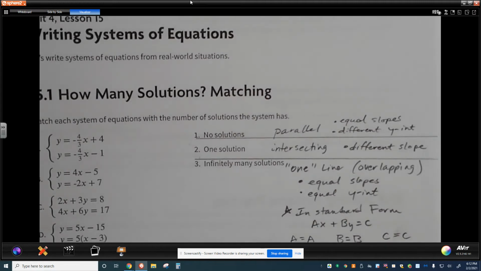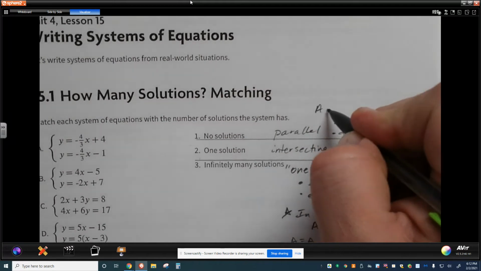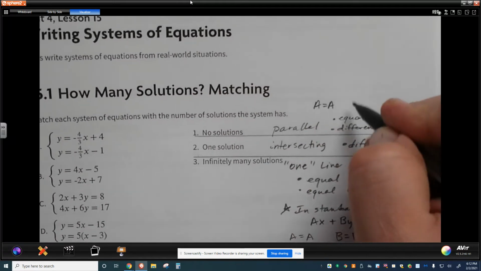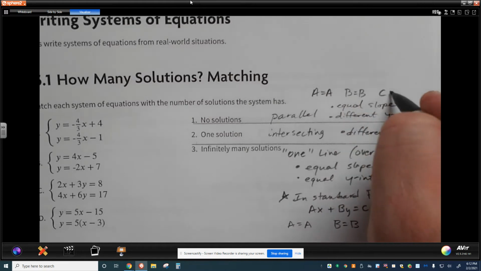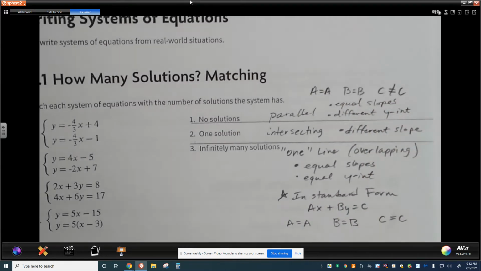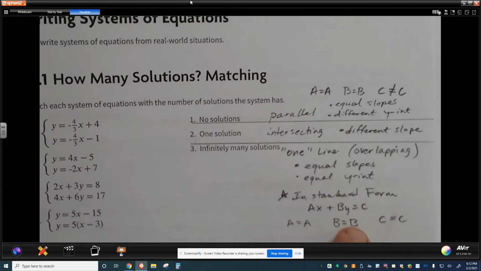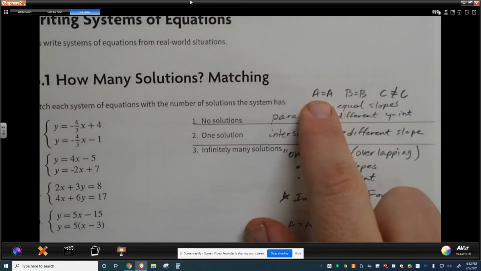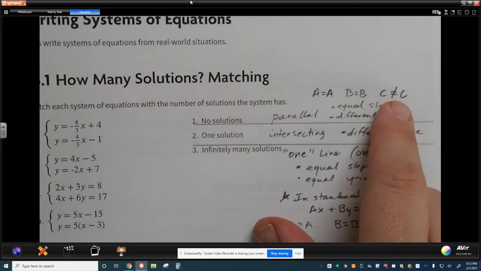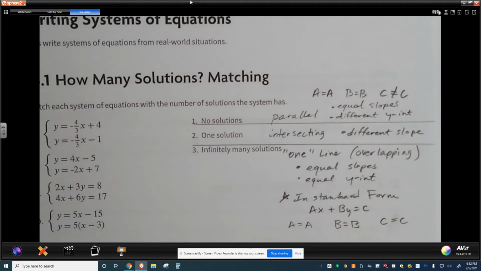In no solution, we would see A is equal to A, B is equal to B, C is not equal to C. That's not to say that C is the y-intercept, but it is a part of it. So notice the difference in standard form. When A, B, and C, the coefficients of x and y and the constant at the end are equal, we have infinitely many solutions. But when the coefficients of x and y are equal and the constant is not equal, then we have no solution.